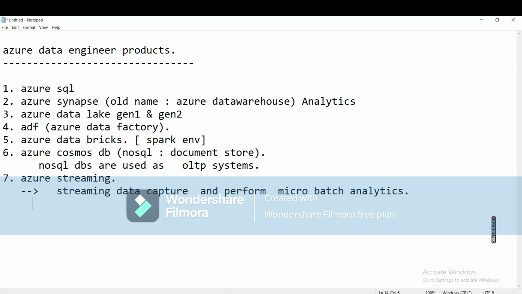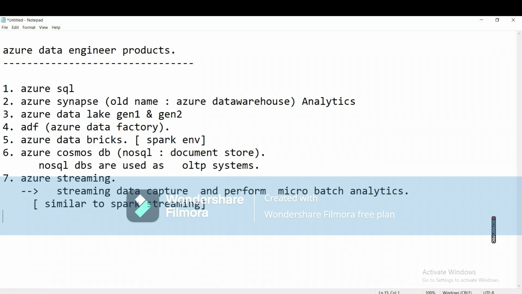Here one thing: similar to Azure Streaming, there is another product in Spark, that is Spark Streaming. Similar to Spark Streaming.